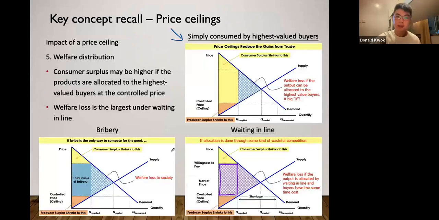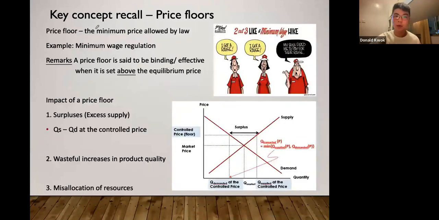The next thing I would like to go through is the price floor. It's simply the minimum price allowed by law. The example I put down here is minimum wage regulation. Similarly, we have remarks here saying that a price floor is effective when it is set above the equilibrium level. Similar to the price ceiling, we need to check the effectiveness of the price floor.